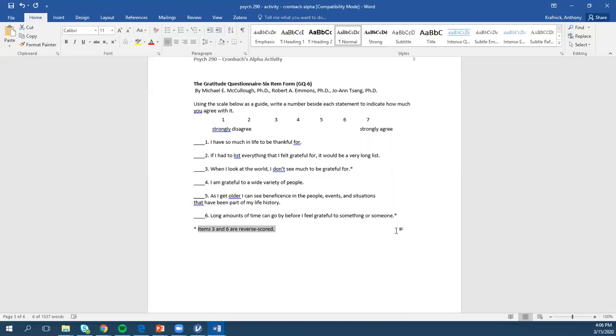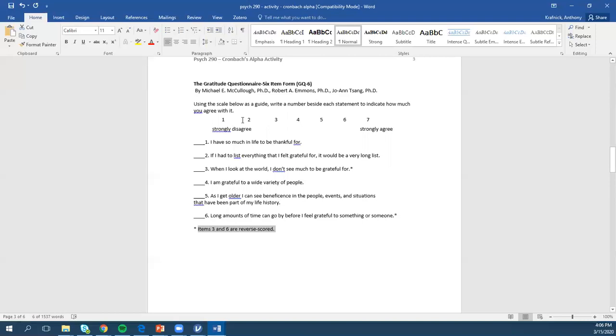Let's take a look at what I mean. Question 1: I have so much in life to be thankful for. If they're a very grateful person, they're probably going to mark toward the higher end of the scale. If they're not, they're probably going to mark toward the lower end of the scale. Question 2 is worded in the same direction. If they're very grateful, they're probably going to mark high. If not, they're probably going to mark somewhat low.